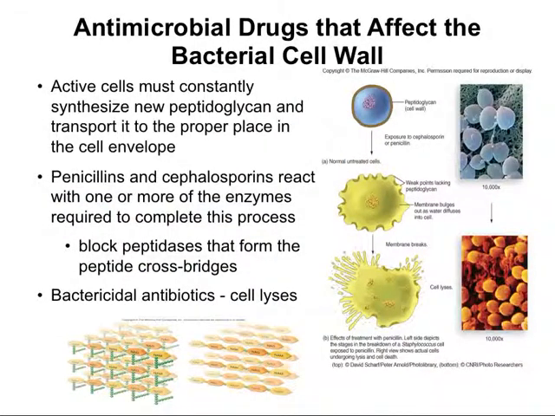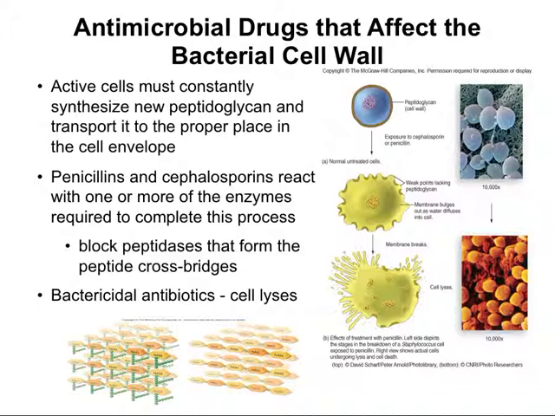Let's first look at antimicrobial drugs that affect the bacterial cell wall. Most bacteria have rigid peptidoglycan cell walls. They could either be thick and gram-positive or thin and gram-negative. And active cells have to constantly synthesize new peptidoglycan and transport it to the proper place in the cell envelope. Drugs like penicillin and cephalosporins react with one or more of the enzymes that are required to complete this process.